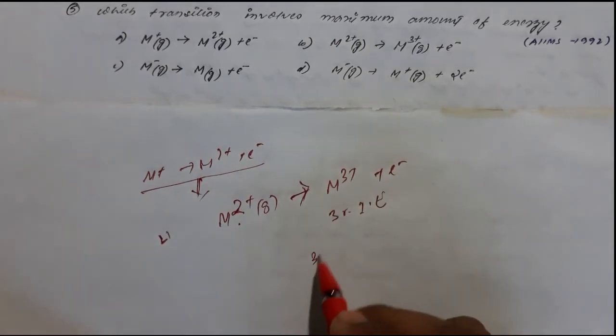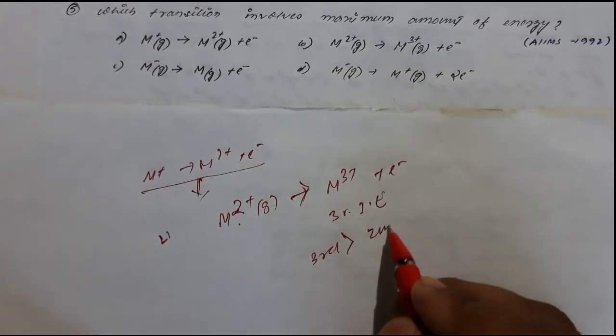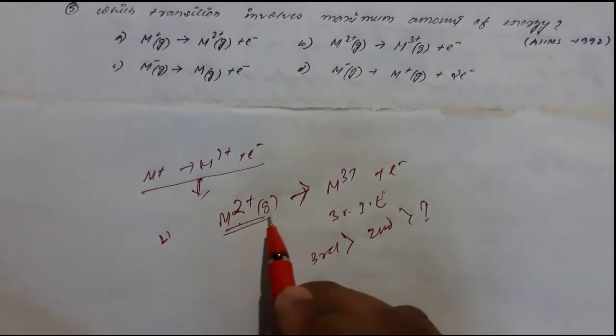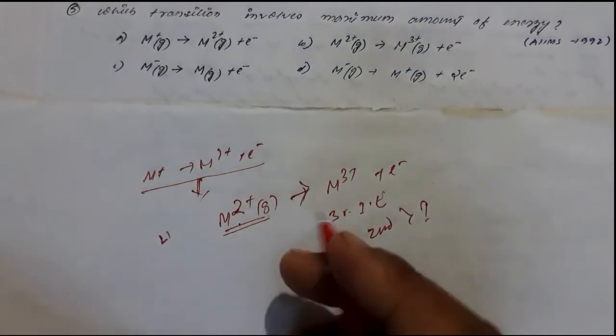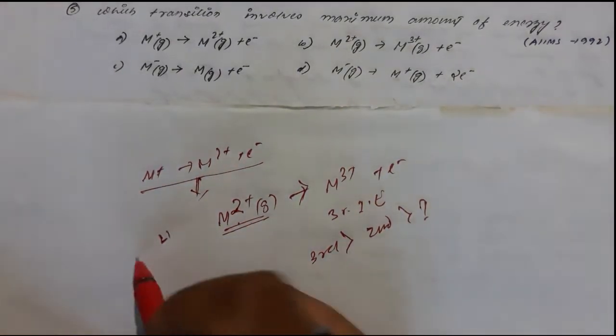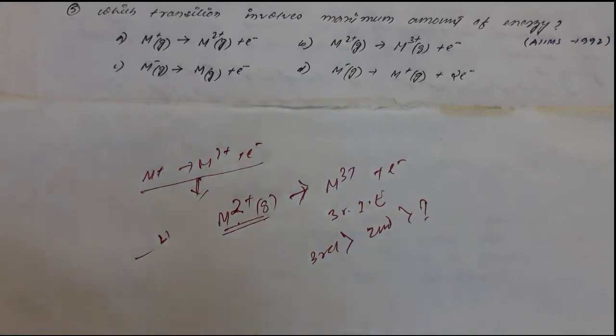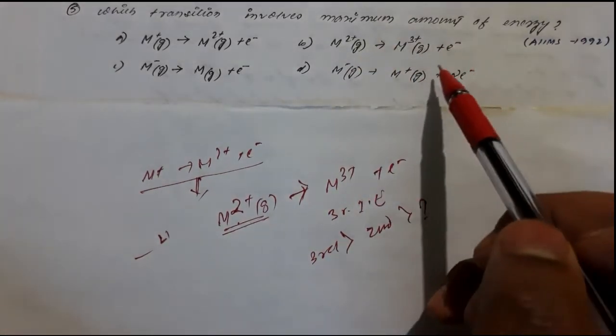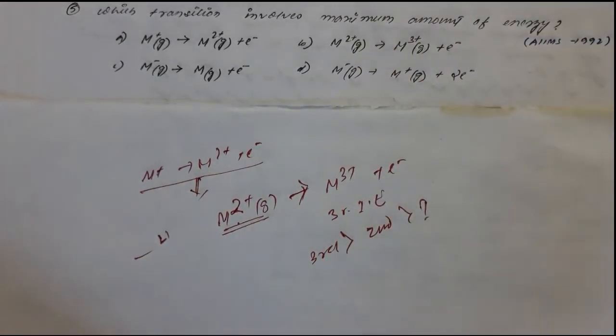And what we know is that third ionization energy is greater than second, then first. If it is dipositive, then the size is smaller, right? And from a smaller atom or ion, if you're trying to eliminate the electron, it requires more energy. I think this will be the correct answer, guys, because it is dipositive, and removing an electron here requires lots of energy.